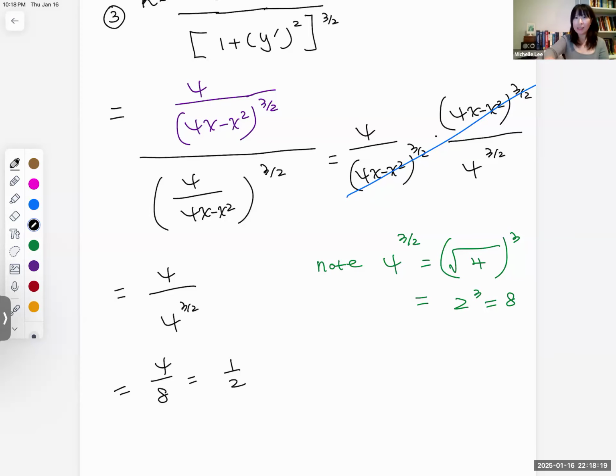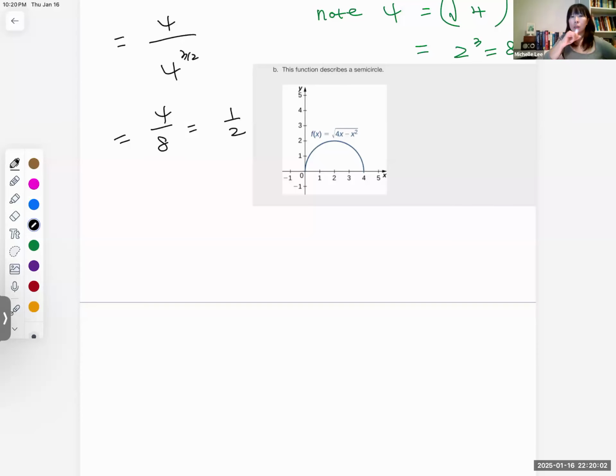What is this? Let me show you the picture. So the picture is a semicircle, right? So we can see that the radius is equal to 2, right? Then we learned the curvature of a circle is 1 over the radius, right? So we can see the 1 over 2. That's why I did not show you the picture earlier.